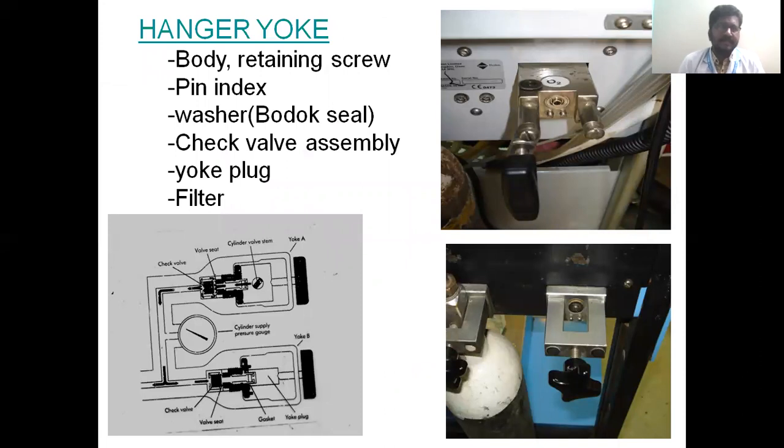And we have discussed the pressure releasing valve, and we have discussed the oxygen cylinder pin index safety system. And now coming to the hanger yoke. A hanger yoke assembly is very important, which will fit the oxygen cylinder to the anesthesia machine. It contains body, retaining screw, pin index, washer, that is Bodok seal, check valve assembly, yoke plug, and filter. This is a picture. As you can see, this is the hanger yoke having a retaining screw, pin index. We have a Bodok seal and a filter.